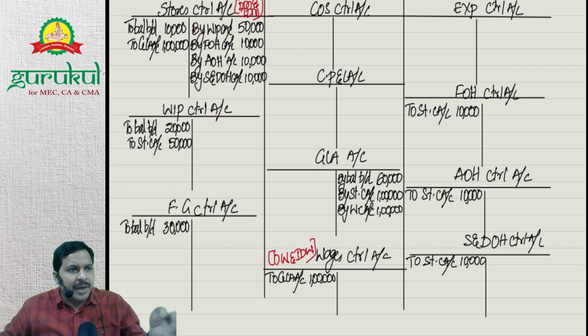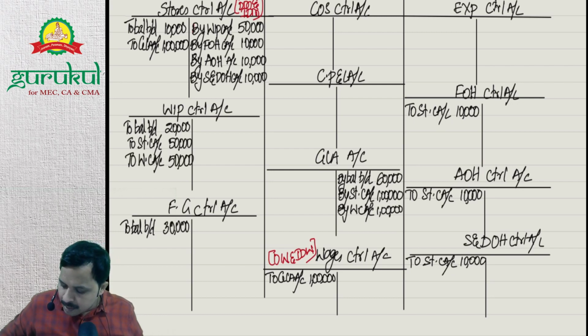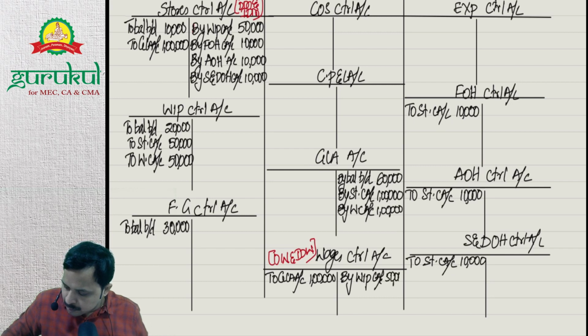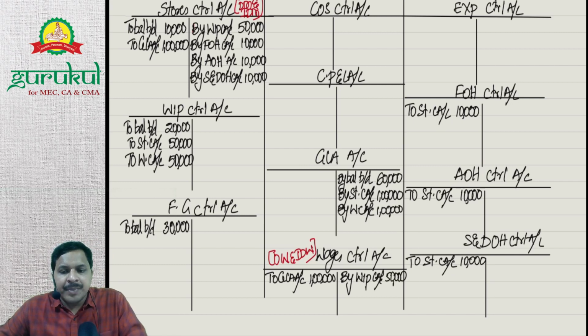So from wages we transfer to work in progress. Now the entry will be work in progress control account debit to wages control. This is the entry for what? Direct wages. Right. Work in progress control account debit to wages control account. Next, we have written the entry for direct wages.